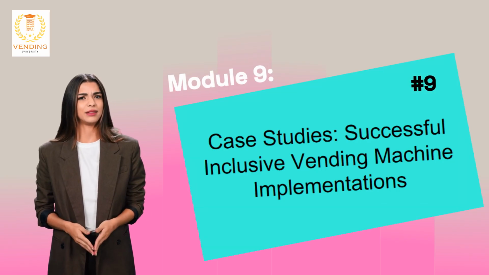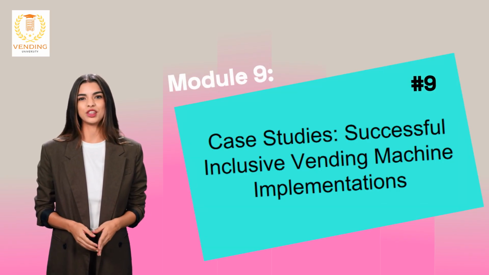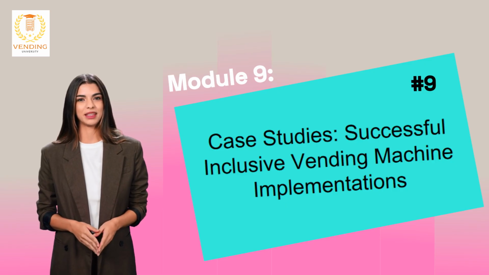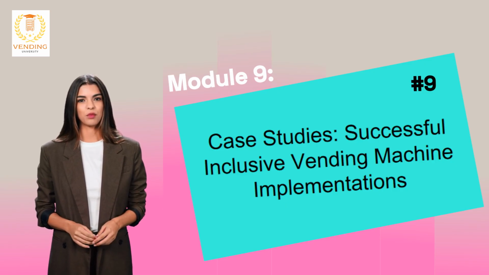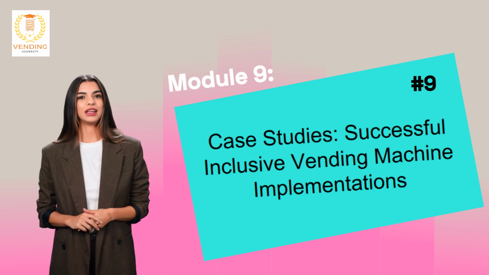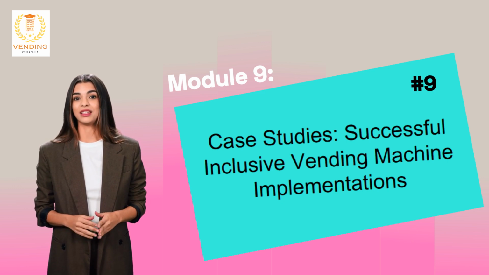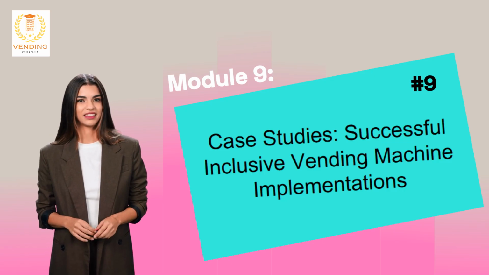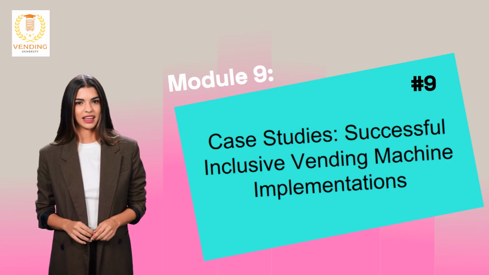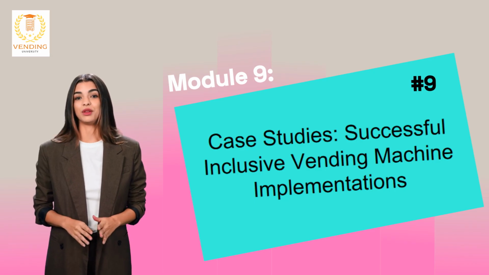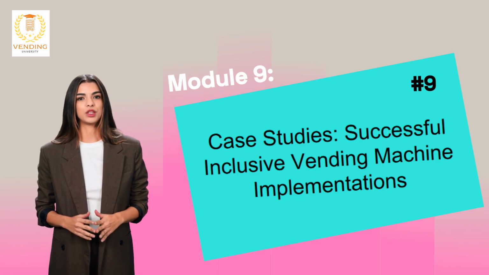Module 9. Case Studies. Successful Inclusive Vending Machine Implementations. In this module, you will examine real-world examples of vending machines that have successfully incorporated inclusive and accessible design features. These case studies demonstrate how thoughtful planning and innovation can make vending services available to a diverse range of users while boosting business outcomes.